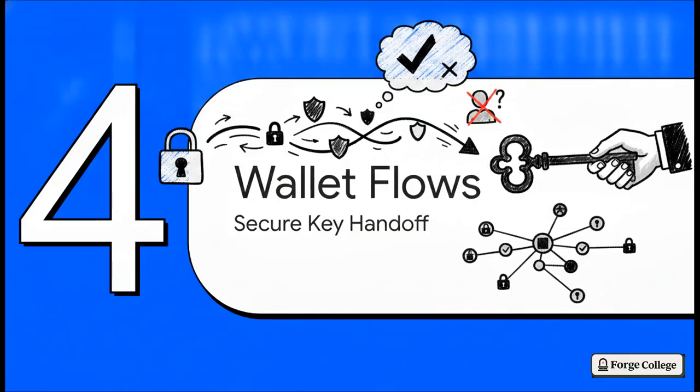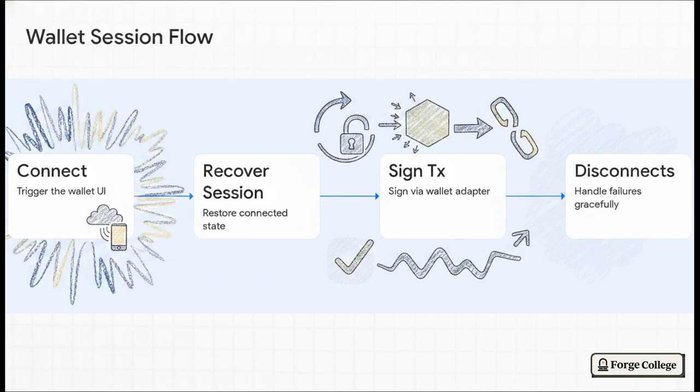Section 4. Wallet flows and connections. Handing over the keys securely. This right here is where user trust is either won or lost. A resilient wallet integration is totally non-negotiable. Your interactions need to be explicit, minimal, and always reversible for the user. We never want the user to feel trapped or confused about what they're actually signing.